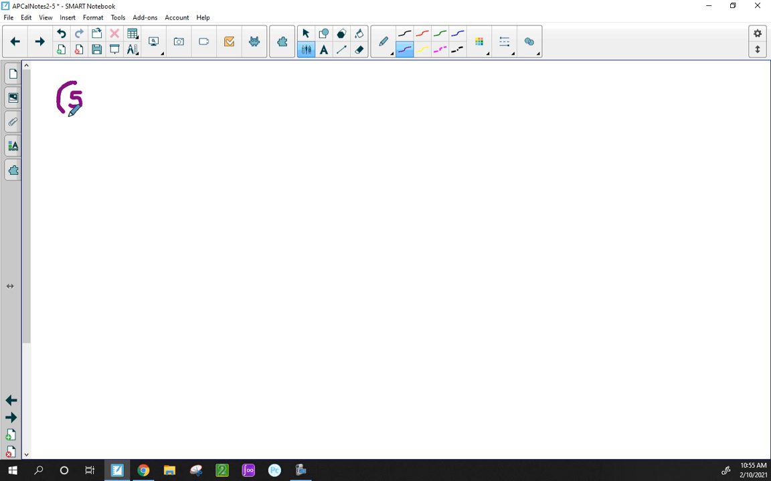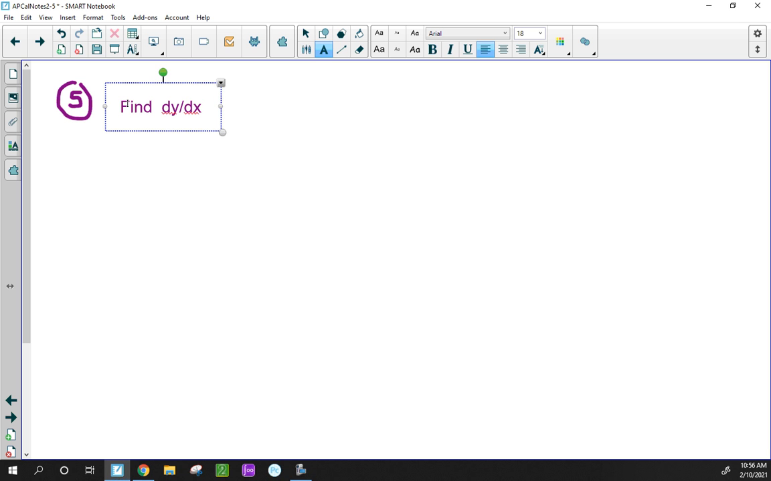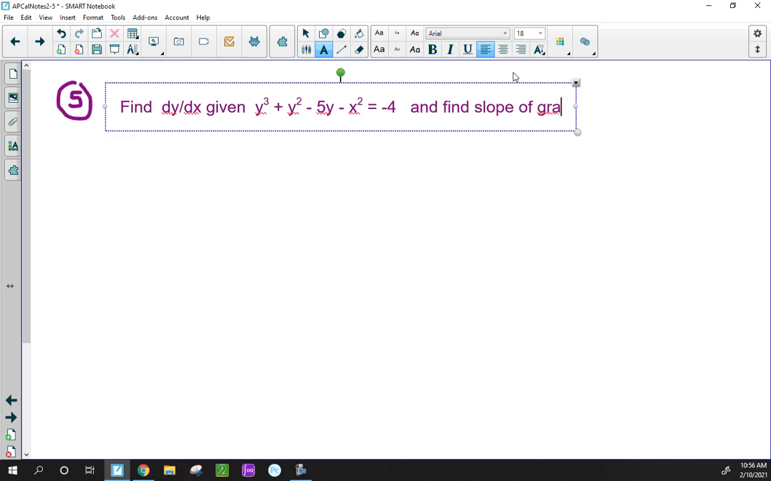Alright, keep it rolling here. Number 5. Find dy dx given y to the third plus y to the second minus 5y minus x squared is equal to -4, and find the slope of the graph of that equation at the point (1, -3).